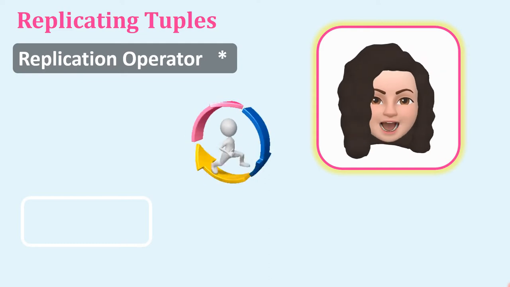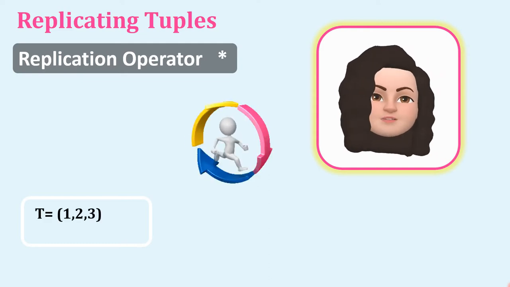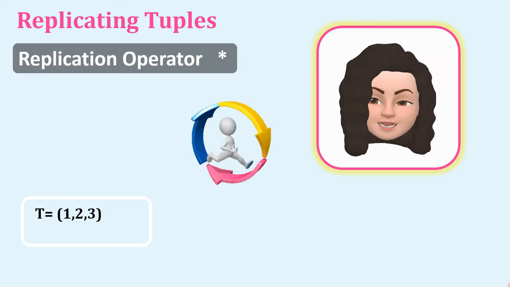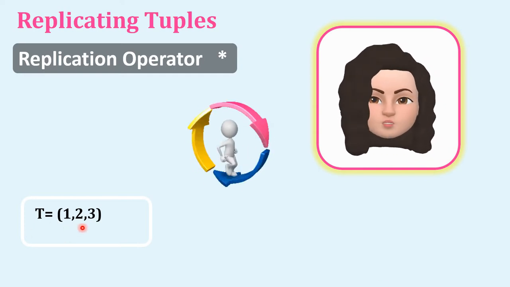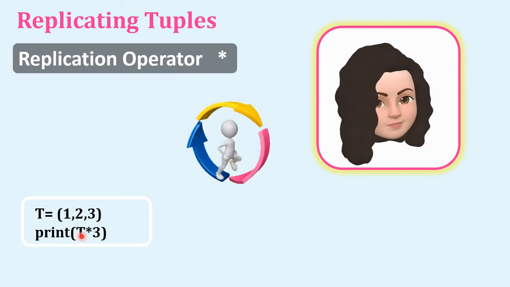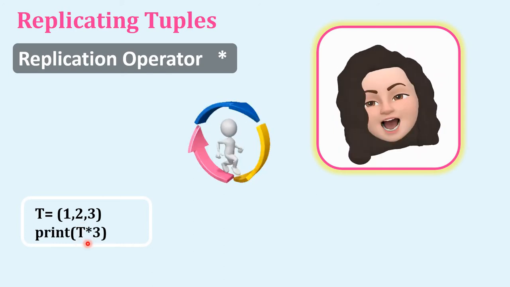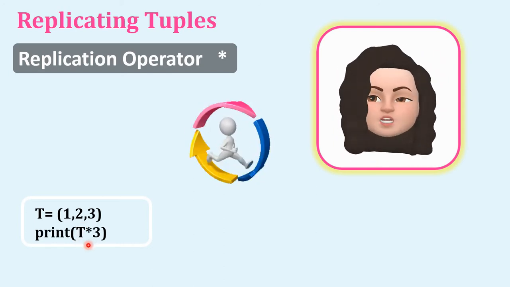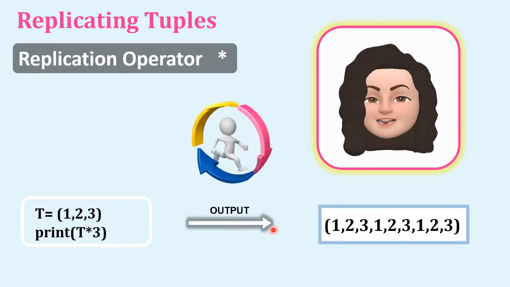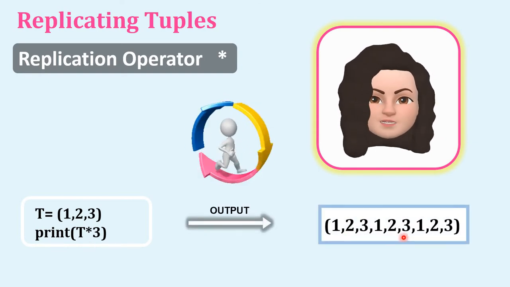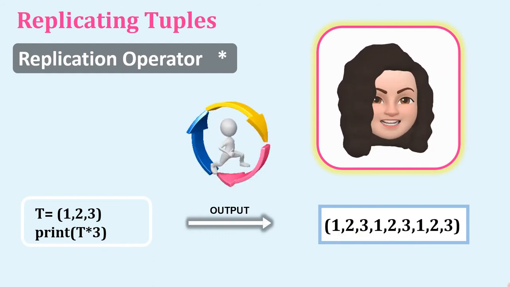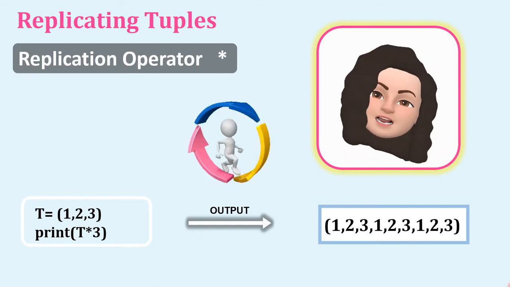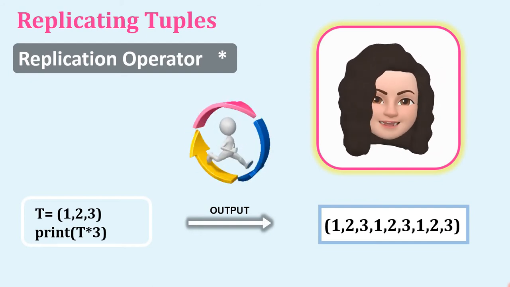So look at the example. T is equal to a tuple which contains 1, 2, 3. Now I want to repeat this tuple 3 times. So T asterisk 3, you can also give 3 asterisk T, both are correct. So print T asterisk 3 is giving 1, 2, 3, 1, 2, 3, 1, 2, 3. So the tuple is repeated thrice. So replication operator asterisk is used to repeat a tuple a specified number of times.